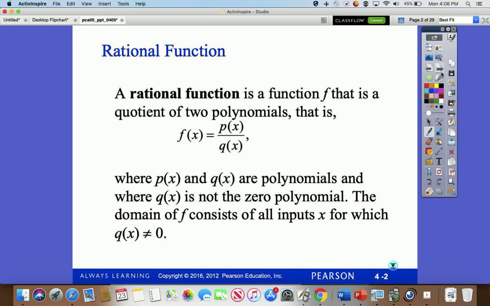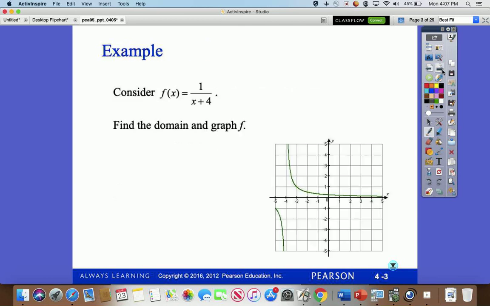So the first thing we want to know is, what is a rational function? It is a function pretty much that looks like a fraction, and it's got a polynomial on top and a polynomial on bottom. So here's an example of a rational function. Consider f of x equals 1 over x plus 4. Find the domain and graph f.